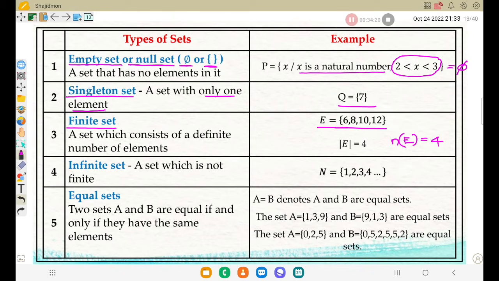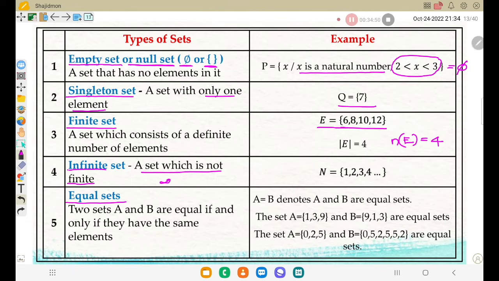Okay, now infinite set. What is the meaning of infinite set? A set which is not finite. That means infinite number of elements are there, correct? For example, N: 1, 2, 3, 4, 5, 6, 7, 8, 9 and so on. Infinite number of elements are there, so this is an infinite set. We cannot count the exact number of elements inside. Infinite number. So that is an infinite set.